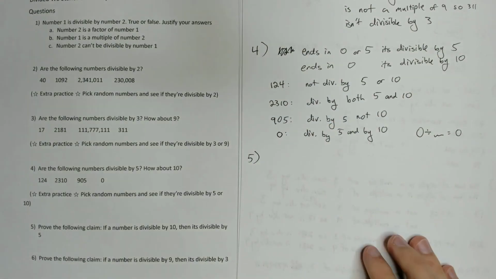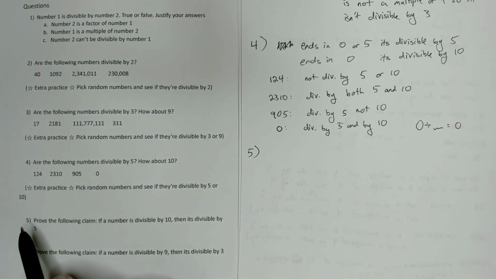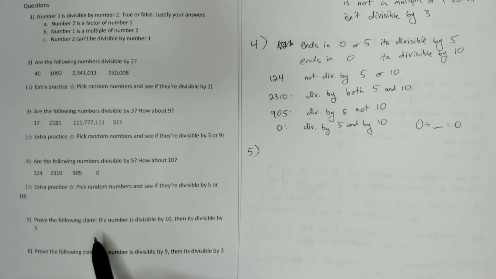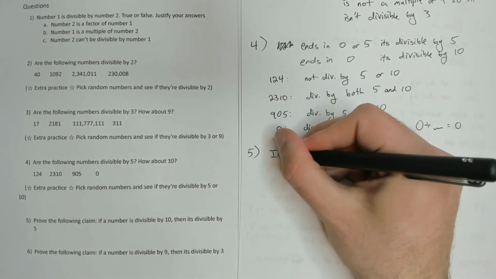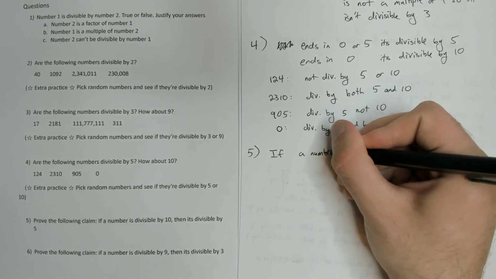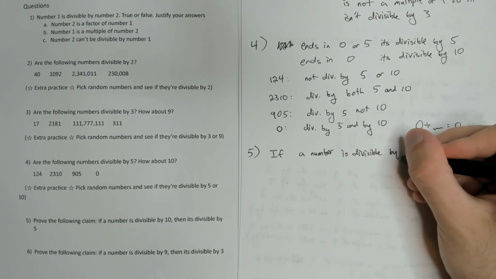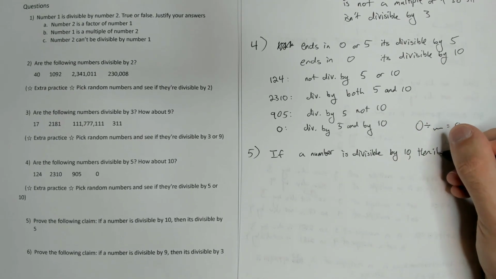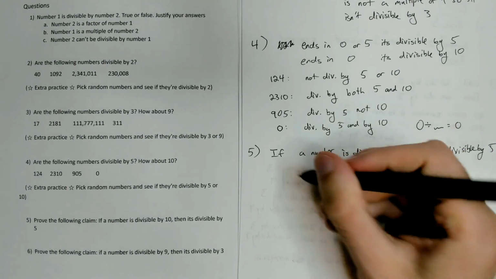5 and 6 are a little more interesting, I think. So this says, prove the following claim. And in math, whenever I say prove the following claim, the idea of proving something means basically I have a statement here, but you need to show me that the statement is true. You need to, well, prove it for me, right? So this statement says if a number is divisible by 10, then it's divisible by 5. So let's write that out. If a number is divisible by 10, then it's divisible by 5. All right, so this is the claim.